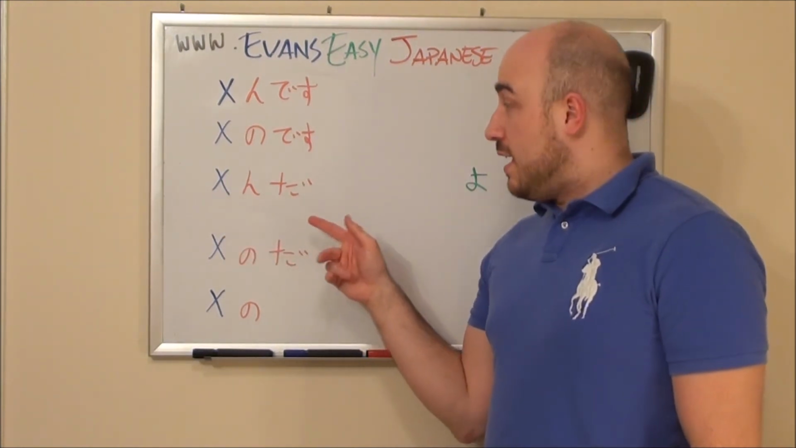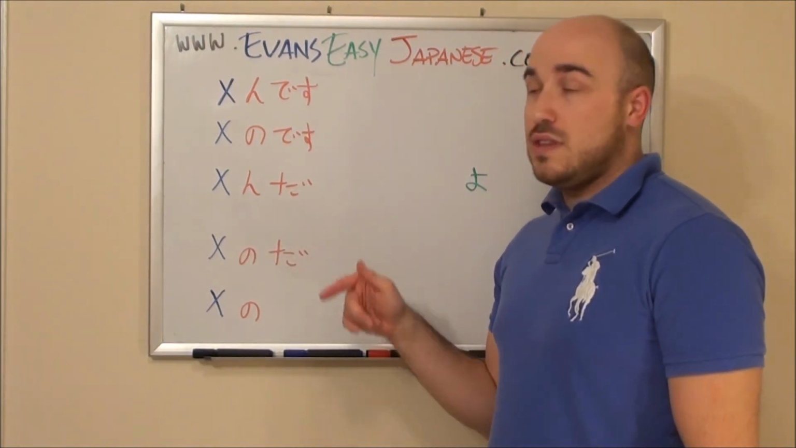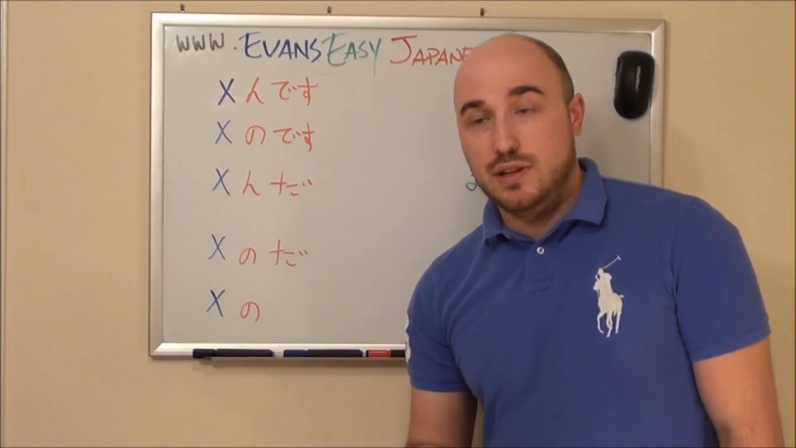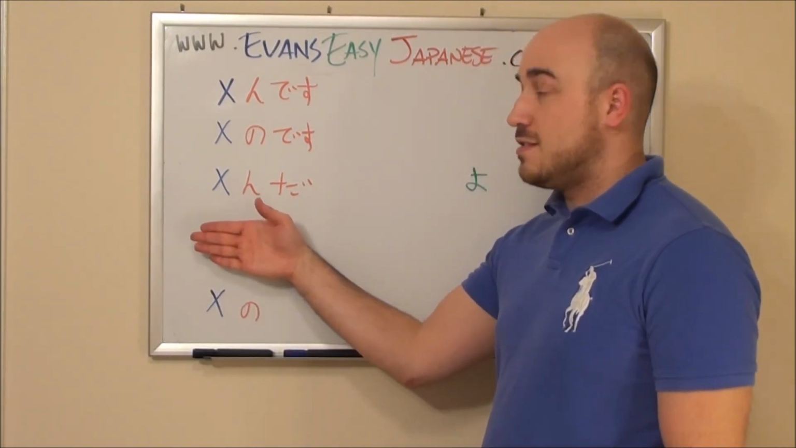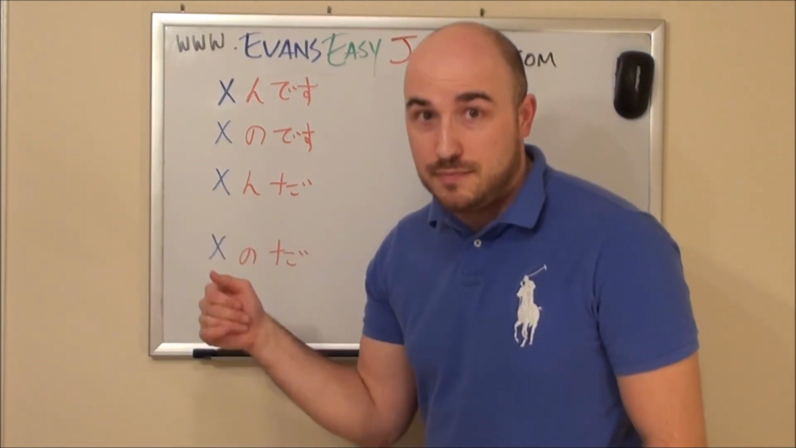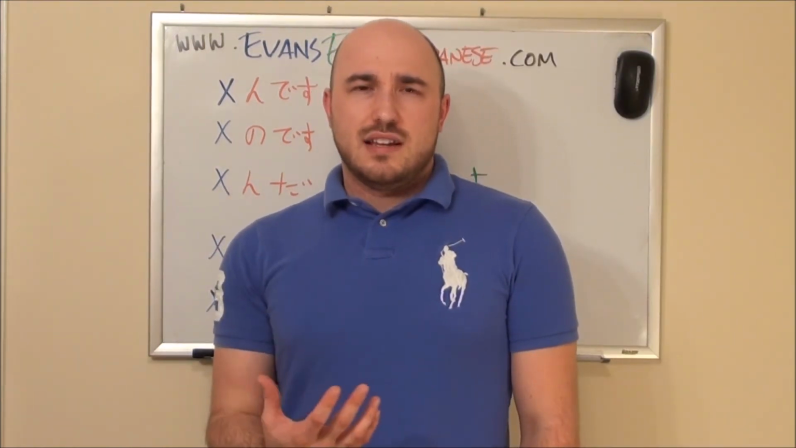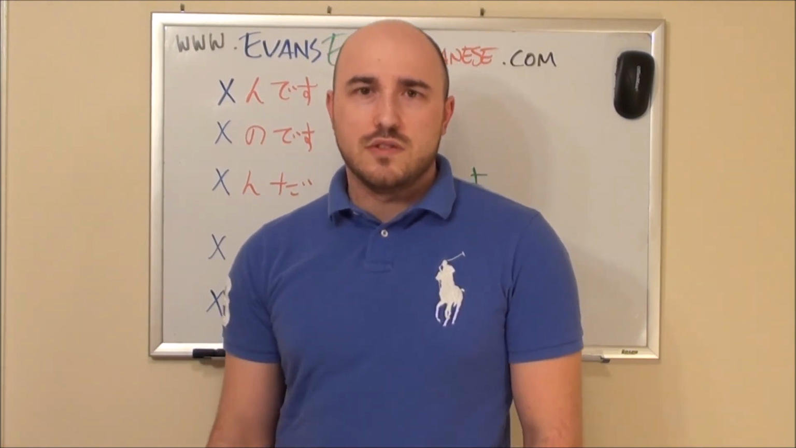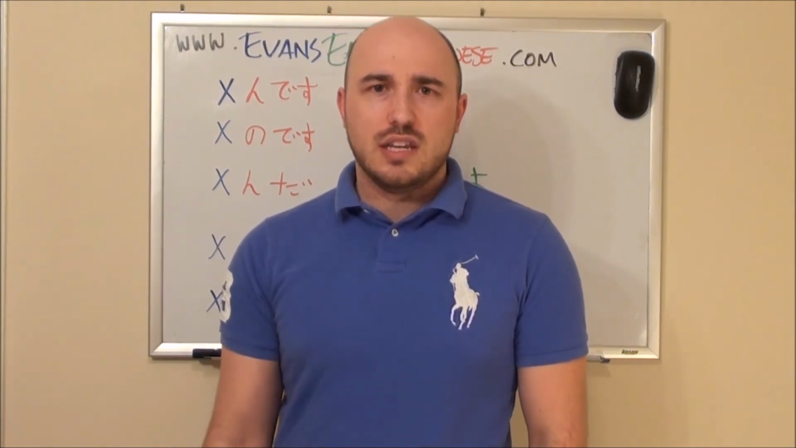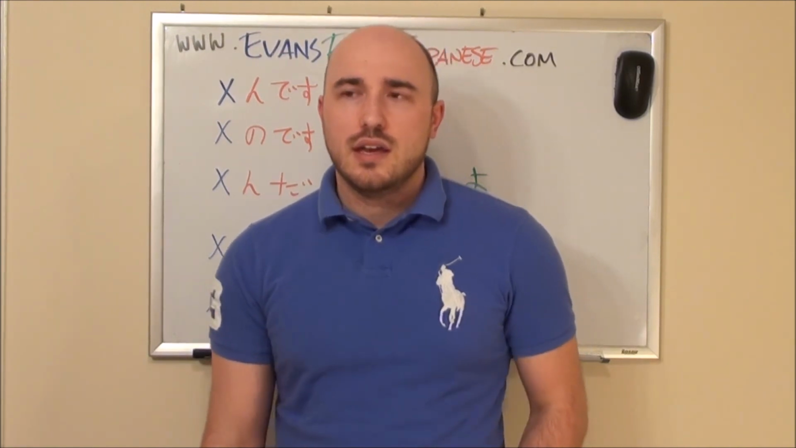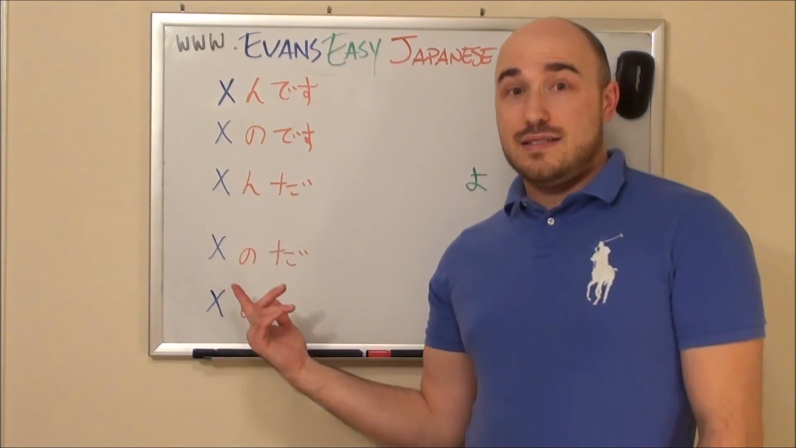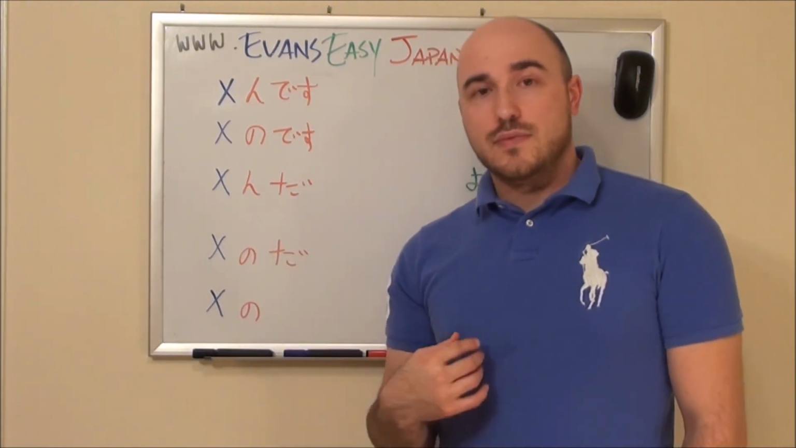X nda, ending these patterns with da at the end is a bit blunt, especially nda. It's almost like, dude, what the heck's the matter with you? Like, oh, ikunda, we're going, sort of you're saying. No matter what you feel like, we're going. Ikunda, it's that we're going. And you're being quite blunt about it. X no da is less blunt than X nda, okay?